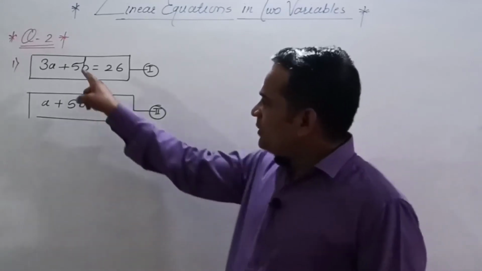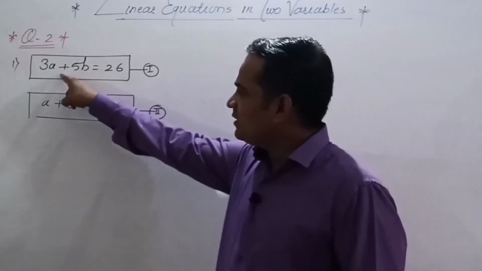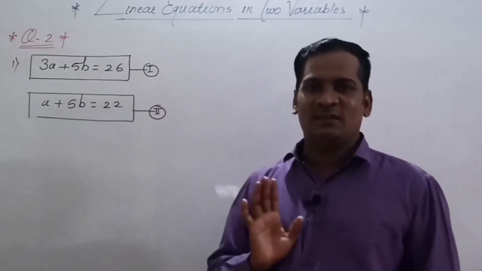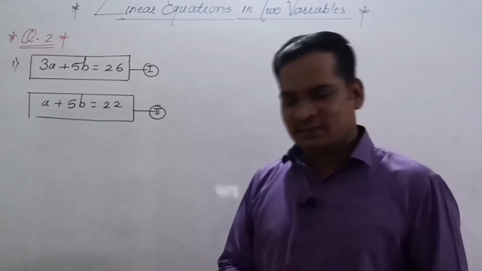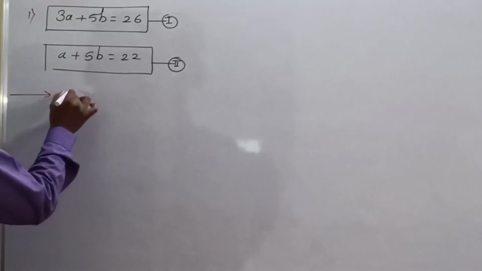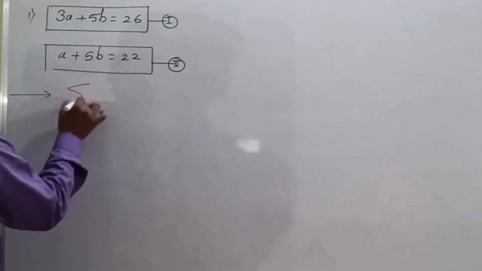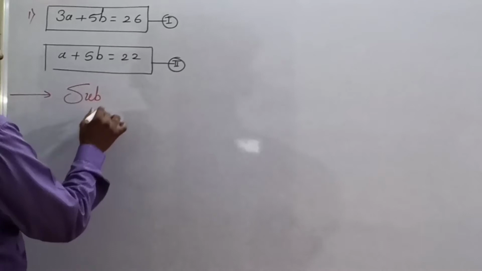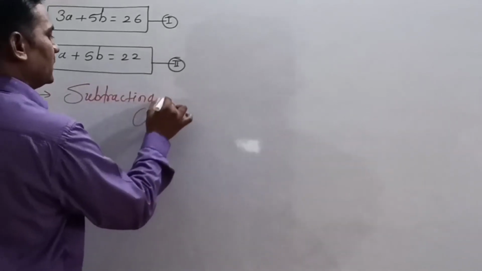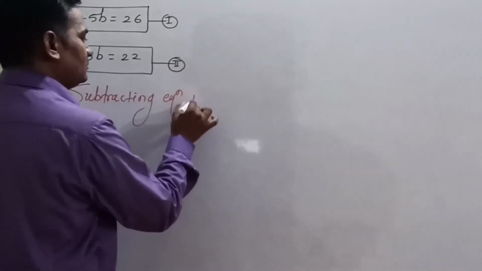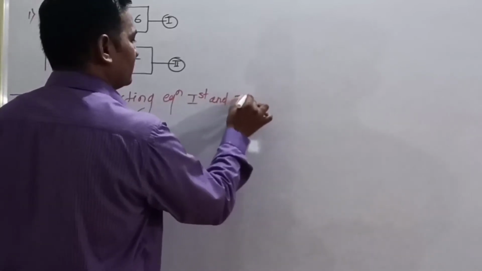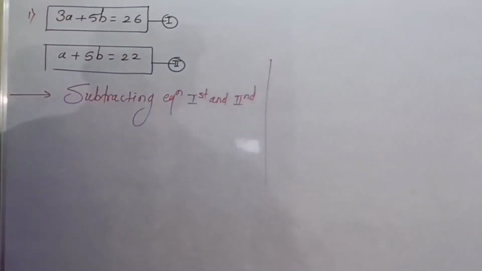So in case of equation number first, plus is there. In case of equation number second, again plus is there. That means subtraction of equation number first and second. So let's start with that answer now. Subtracting equation first and second.